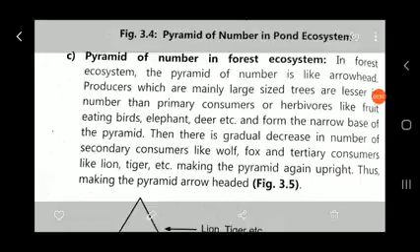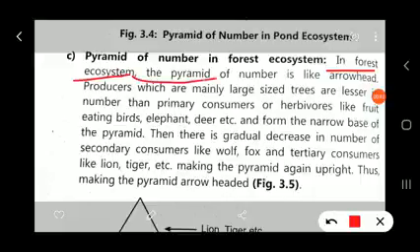In forest ecosystem, the pyramid of number is arrow-headed. This is very important, and this will be asked every time in the MCQ. In forest ecosystem, the pyramid of number is arrow-headed. This is the type, arrow-headed.